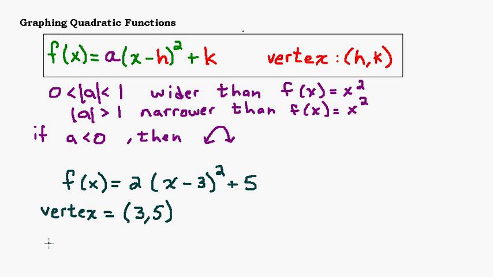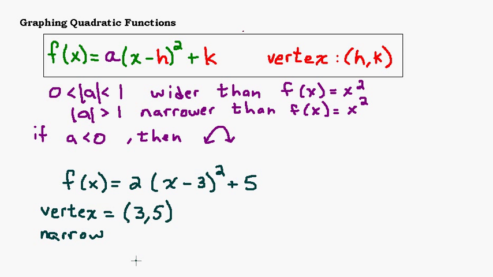Let's see, is this going to be wider or narrower than your standard f of x equals x squared parabola? My a value is 2, which is bigger than 1, so it's going to be narrower. This is going to be kind of a steep parabola. Narrow. We'll just say it's narrow.